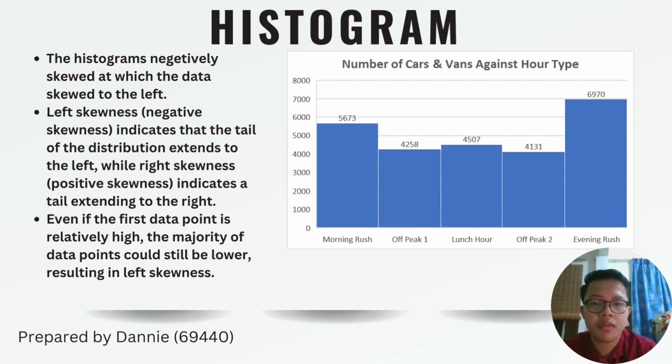I will present about the histogram. The first histogram graph is the number of cars and vans against the hour type. The histogram is negatively skewed, where the data is skewed to the left. The left skewness, which is negative skewness, indicates the tail of the distribution extends to the left, while the right skewness, which is positive skewness, indicates a tail extending to the right.